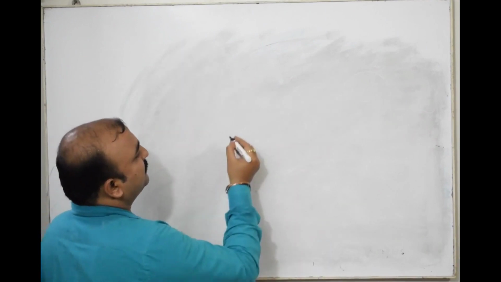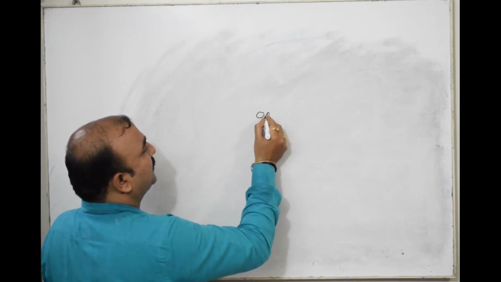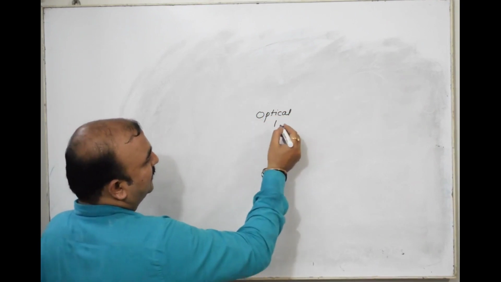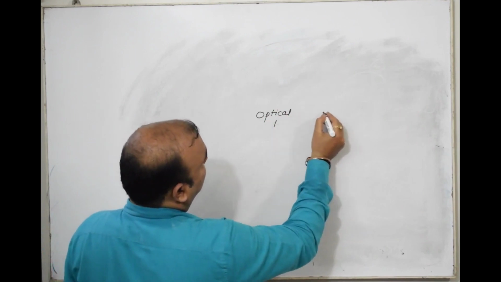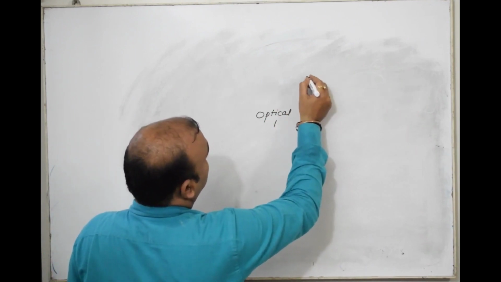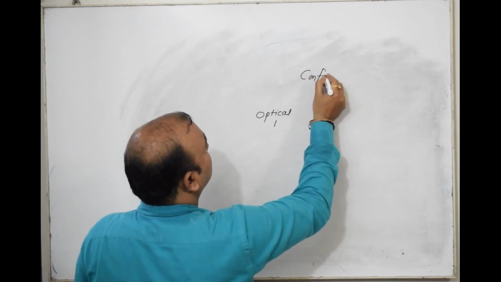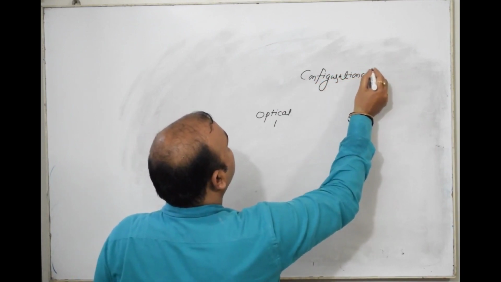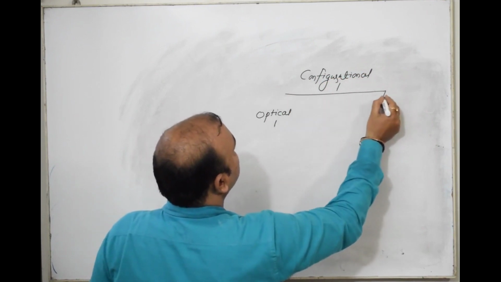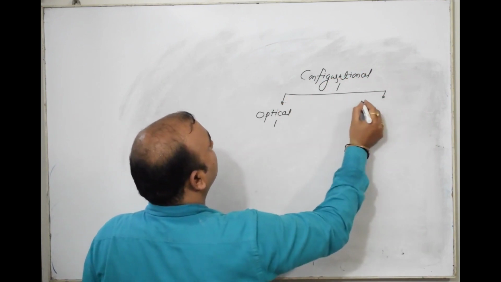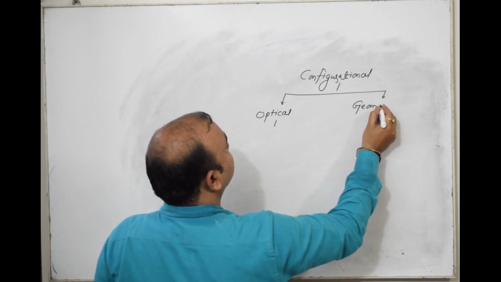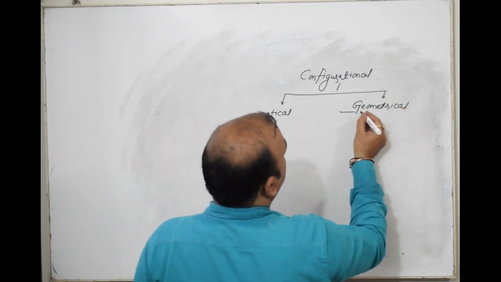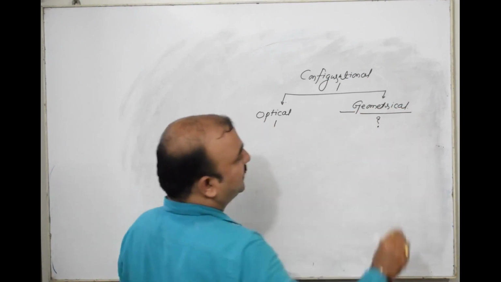Now the most important thing: we started with optical isomerism. Optical isomerism we have completed, and now we come to configurational isomerism. Configurational isomerism we have divided into two types, optical isomerism and geometrical isomerism. Now what is meant by geometrical isomerism?